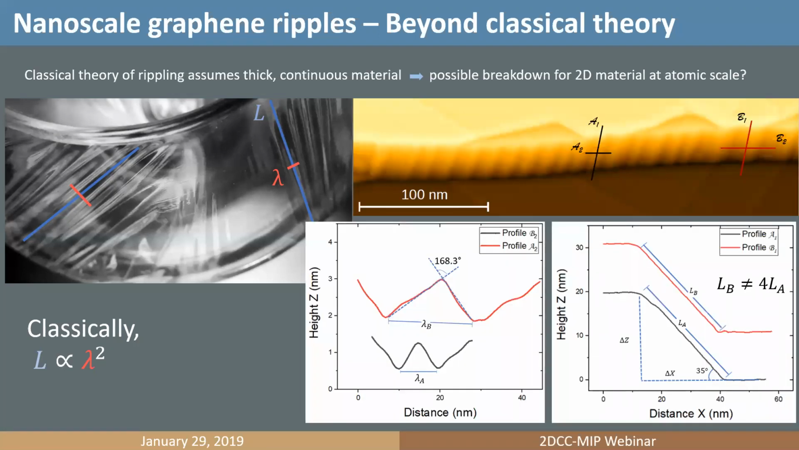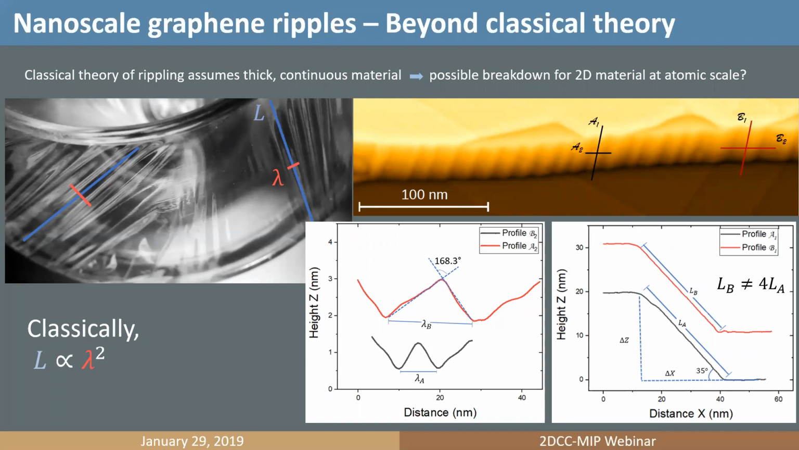To test this, we take two sets of line cuts in two regions on a step edge. The wavelength of the ripple in region B is twice of what it is in A. So that is shown here. The wavelength is twice. So classically, we would expect the sheet width to be 4 times. And that is clearly not the case here. So L_B is not 4 times L_A. Something weird is happening.